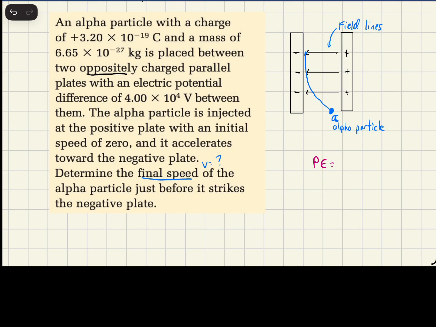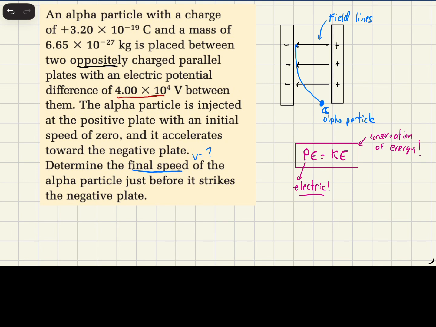Now, in this question, we're looking for the final speed, which we can get if we use the conservation of energy formula. Remember that the potential energy, in this case the electric potential, must equal the kinetic energy of that particle. Now, there's a couple of potential energy formulas that we could use, but given that we're given volts here and the charge, we can use the potential difference formula, which is the change in voltage equals the change in potential energy, which is electric potential, over the charge of the particle.